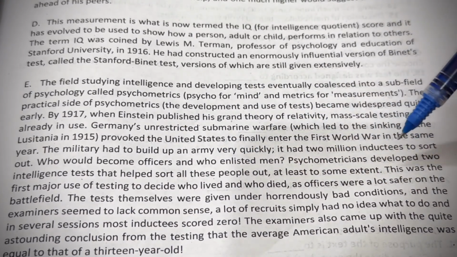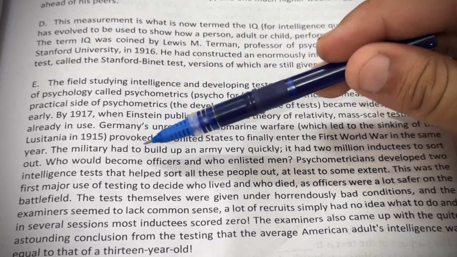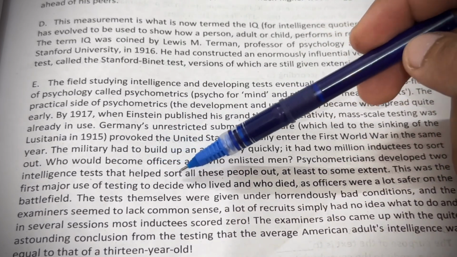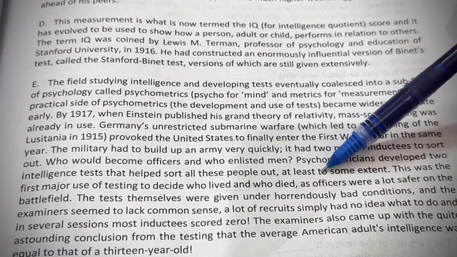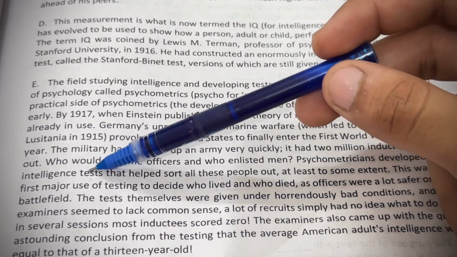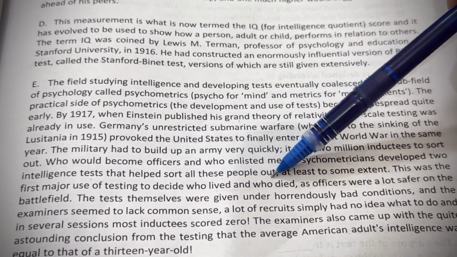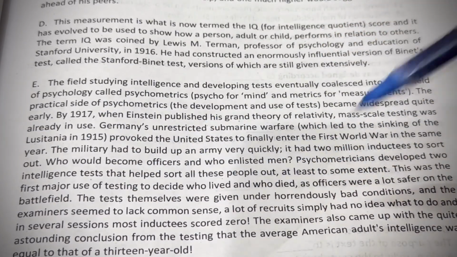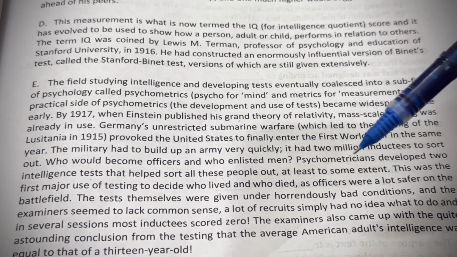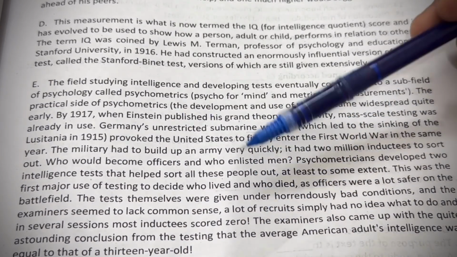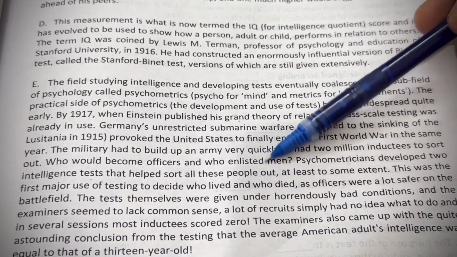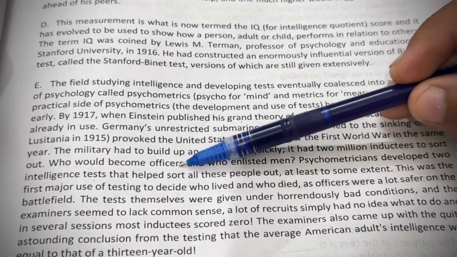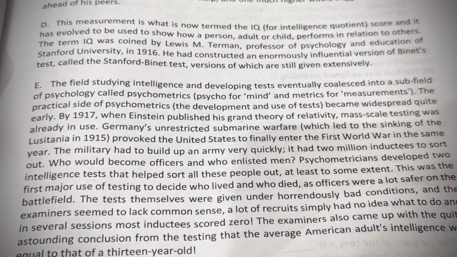It had 2 million inductees to sort out who would become officers and who enlisted men. Developed the intelligence that helped sort all these people out, at least to some extent. This was the first major use of testing to decide who lived and who died, as officers were a lot safer on the battlefield. So from here I'm getting to learn one thing, that they are talking about how they had to select army people, and particularly for officers, how they would select officers and army people.